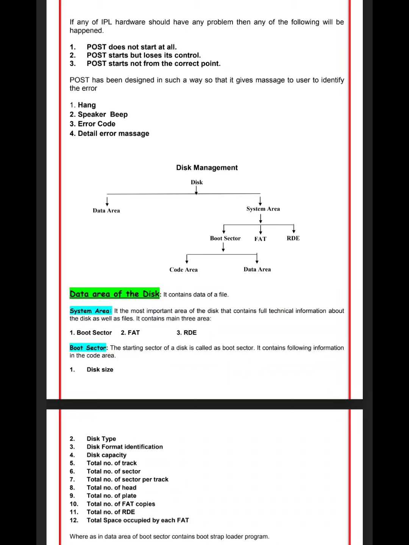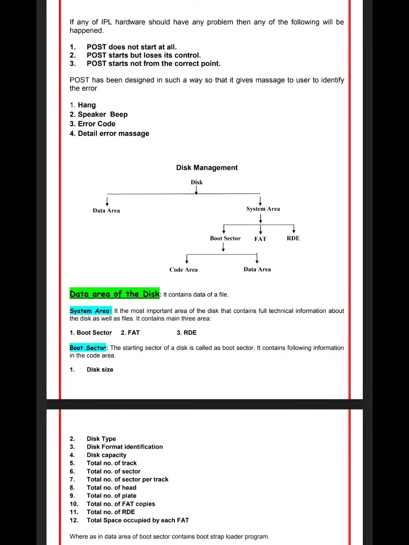Disk management: disks, data area, system area, boot sector, FAT, RDE, code area, data area. Data area of disk: it contains data files. System area: it is the most important area of the disk that contains full technical information about the disk as well as files. It contains three main areas: boot sector, FAT, and RDE.